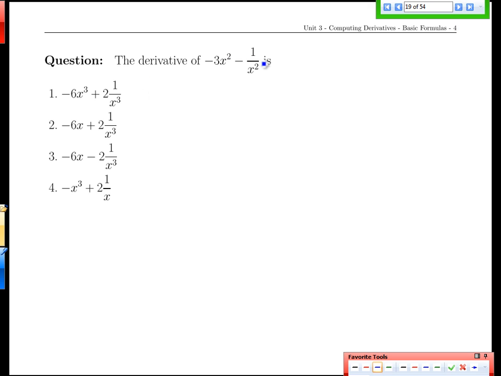All right, if you'd like to do one yourself for practice, just to get back into the swing of things, try finding the derivative of negative 3x squared minus 1 over x squared. If you want to pause the video, I'll give about 3 seconds of silence here. All right, computing this derivative, we could try to match it, but quite frankly, it's just as easy to go through the calculation.